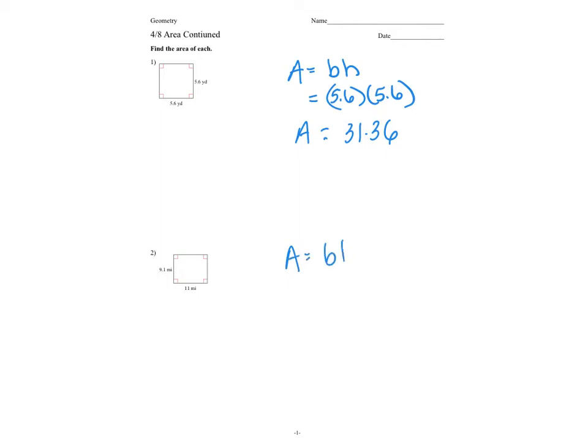This next problem is the same thing. Area equals base times height. And we have area equals 9.1 times 11. And so the area equals 100.1 when you multiply those together. Now, trapezoids are a little different, so stay tuned for that.